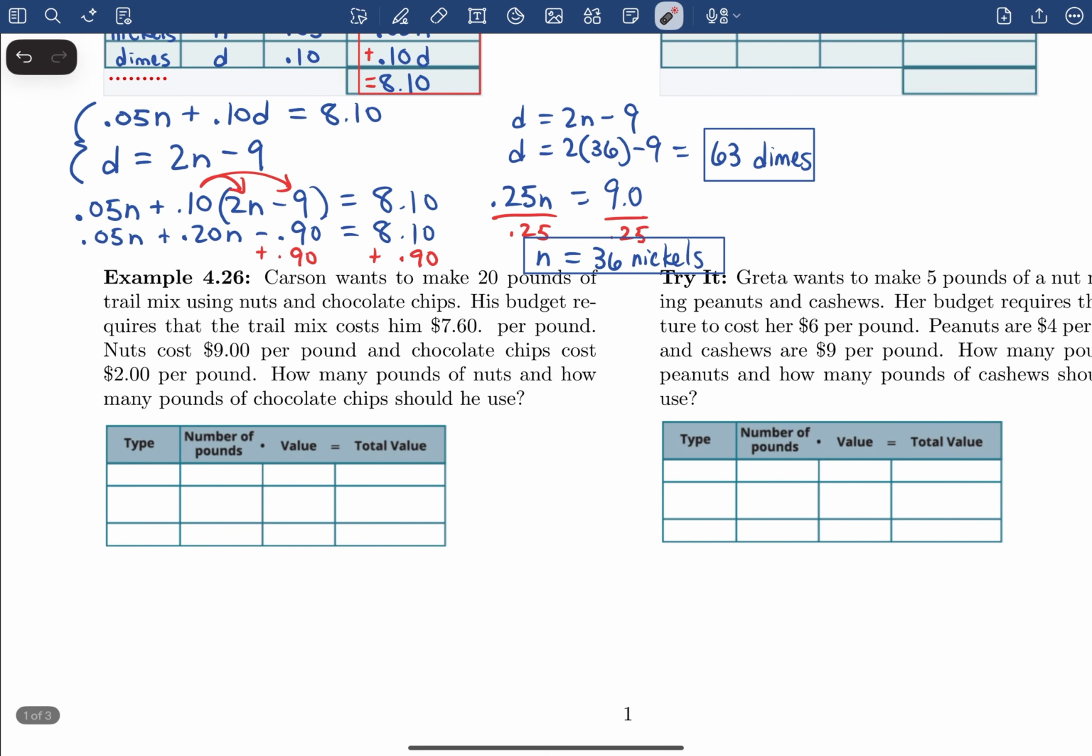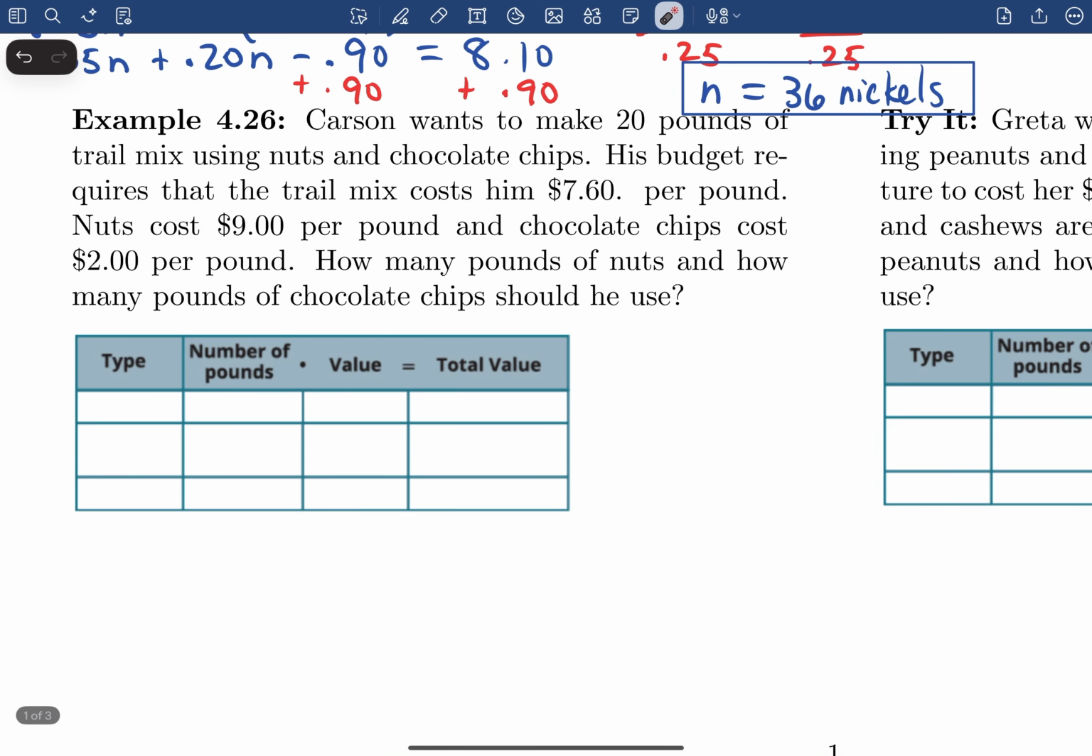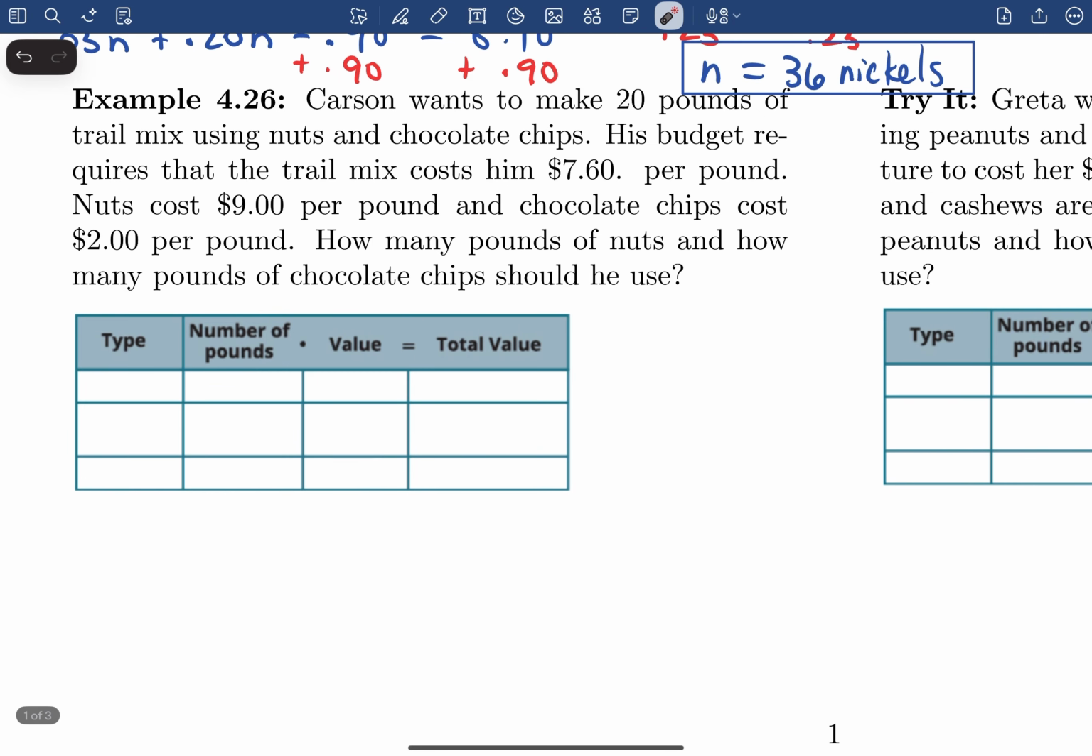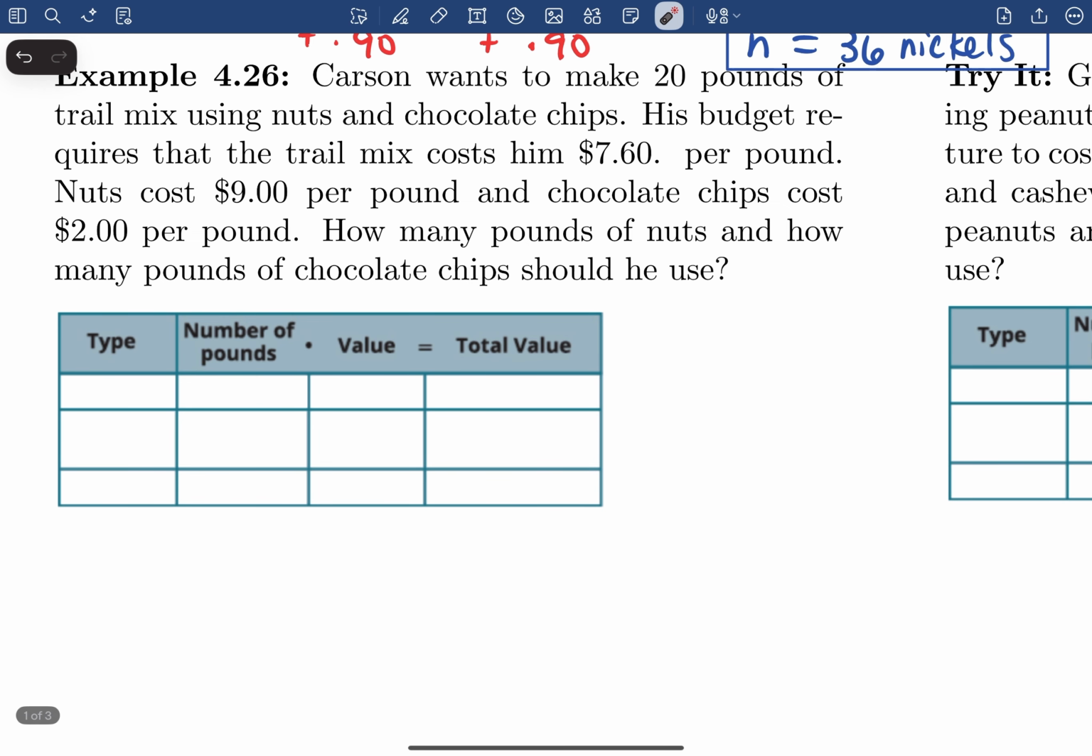Let's move forward to example 4.26. Carson wants to make 20 pounds of trail mix using nuts and chocolate chips. His budget requires that the trail mix costs him $7.60 per pound. Nuts cost $9 per pound, and chocolate chips cost $2 per pound. How many pounds of nuts and how many pounds of chocolate chips should he use?